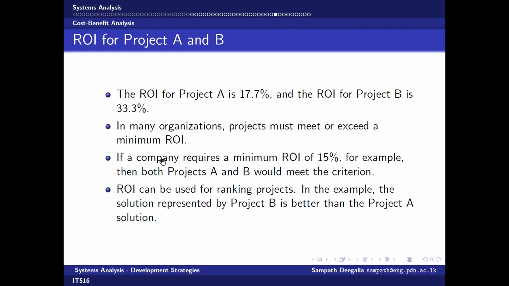Now, for example, if the minimum return of investment is 15%, if that is our expectation, you can see both A and B exceed this amount, which means both A and B are good. But if you want to make a ranking, then you can say project B is better than project A.